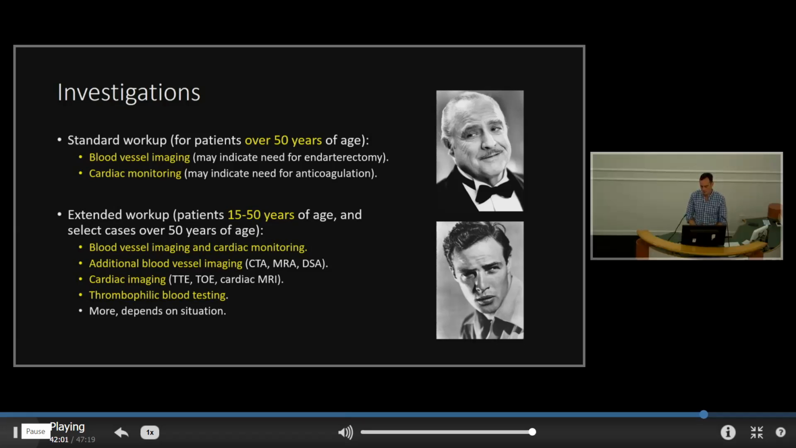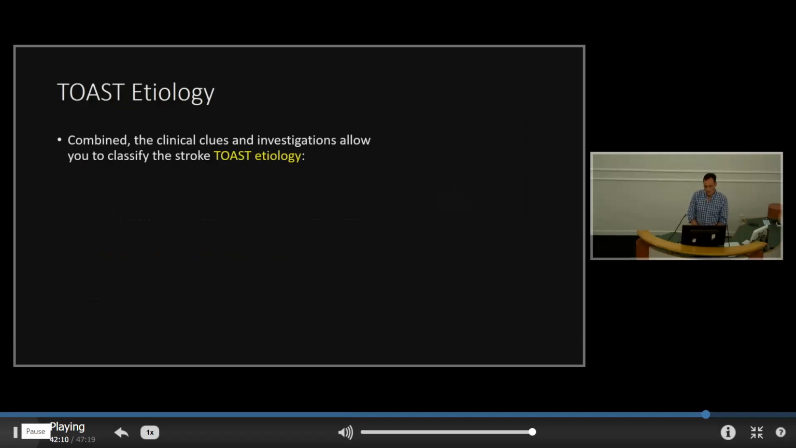Generally, these patients will be under neurology, because anyone aged 45 or under comes under neurology with a stroke. So why do we do these things? The clinical clues and investigations allow you to classify this crucial thing called the TOAST etiology.